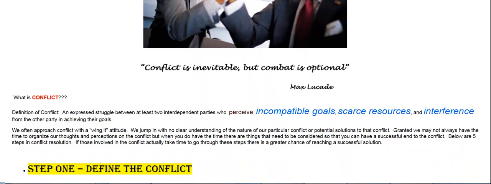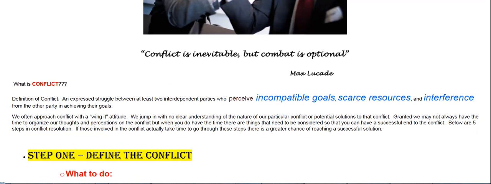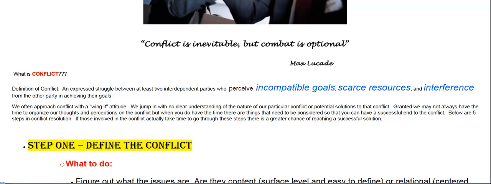So what is conflict? As we mentioned before, conflict is an expressed struggle between at least two interdependent parties who perceive incompatible goals, scarce resources, and interference from other parties to achieve their goals. Now, often we approach conflict resolution with a sort of wing it attitude. We jump in with no clear understanding of the nature of our particular conflict or the potential solutions to that conflict. Now, granted, we may not always have the time to organize our thoughts and perceptions on a conflict, and that's usually where the combat comes in.